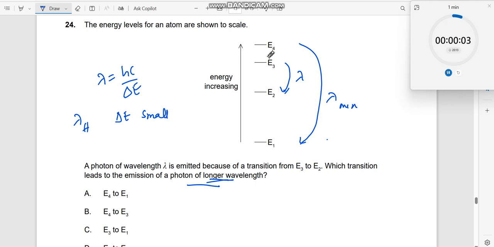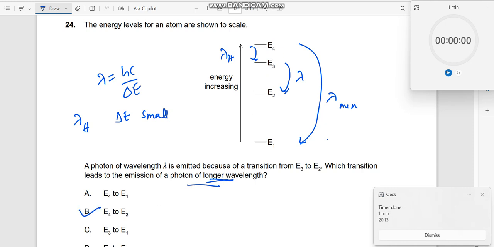Now in a similar way, if I take between these two, this is very small here, right? So therefore this will correspond to a maximum wavelength. So therefore the answer should be E4 to E3, which is option B. Okay, let us move on to the next one.